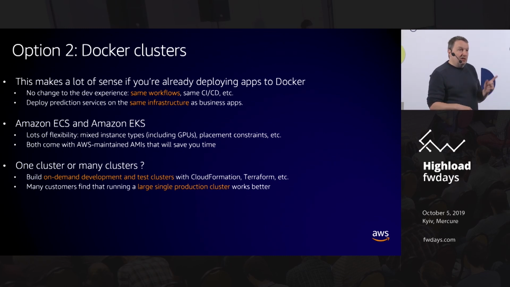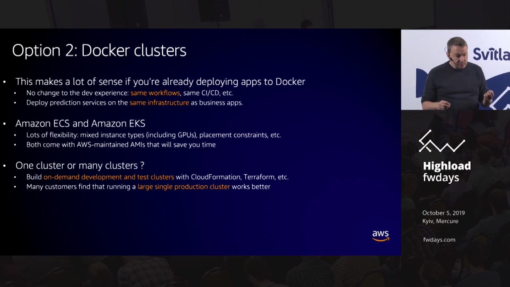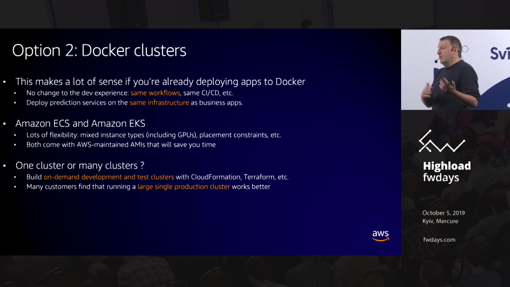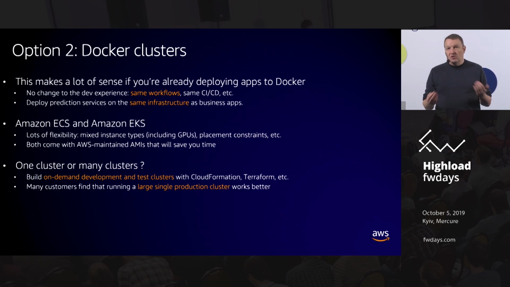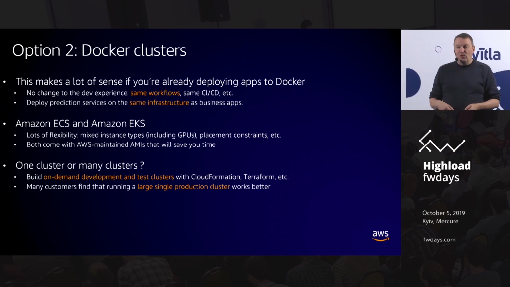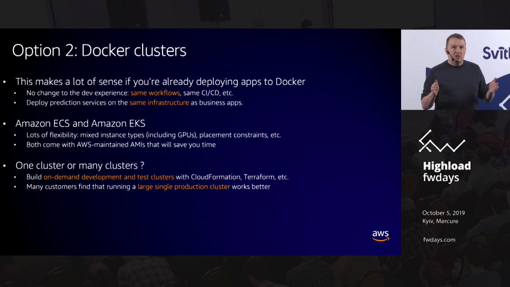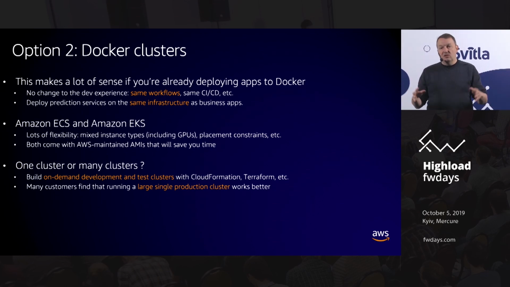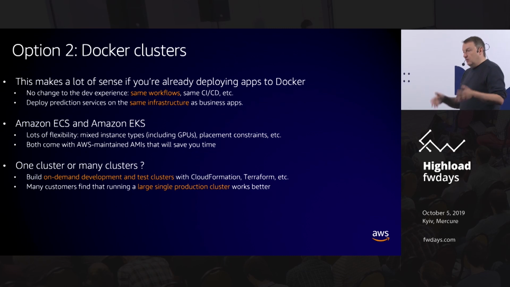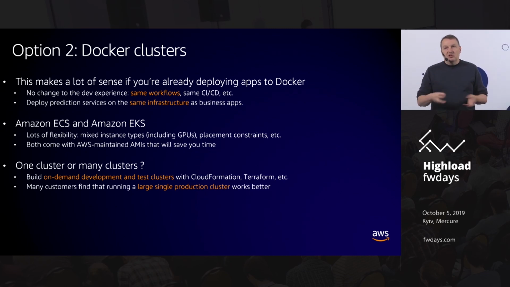I think a more important question is, should we have one cluster or many clusters? For development, dev and test, it's important to be able to create on-demand clusters. Each developer should be able to get their own cluster and break it and restart it, etc. So automation, again, is important. For production, I find that a lot of customers run a large single cluster because it's easier to keep an eye on, easier to scale, easier to monitor, and it just gives you more flexibility. If you have a 50 or 60 node cluster, you have plenty of scheduling opportunities, and I find a lot of customers do that.